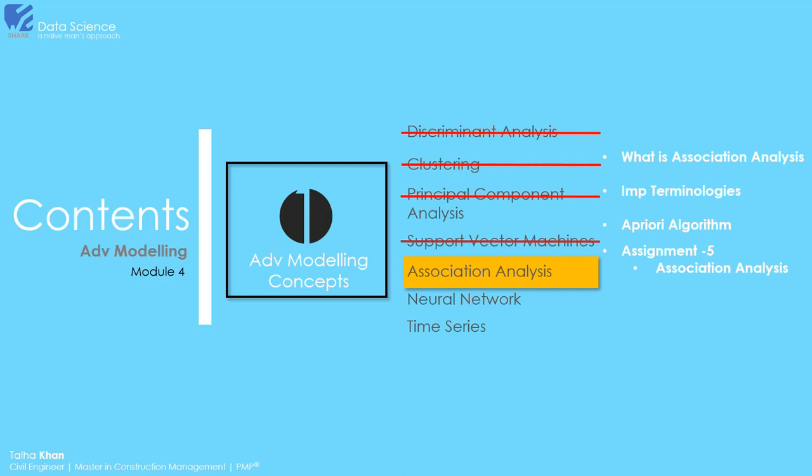We will start by developing a basic understanding of association analysis, and then we'll see a few important terminologies associated with it, and then we'll see the Apriori algorithm, which is the main mechanism behind this technique. And then as usual, we'll do one assignment in R. So this is how we are going to proceed. Alright, let's start and see what is association analysis.